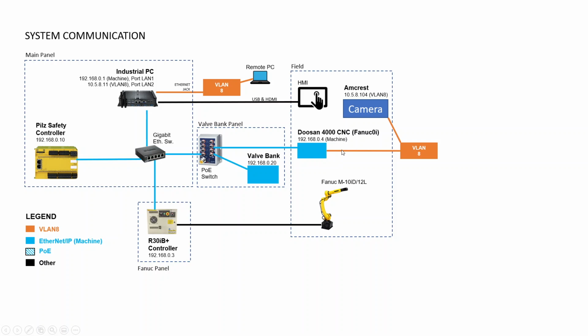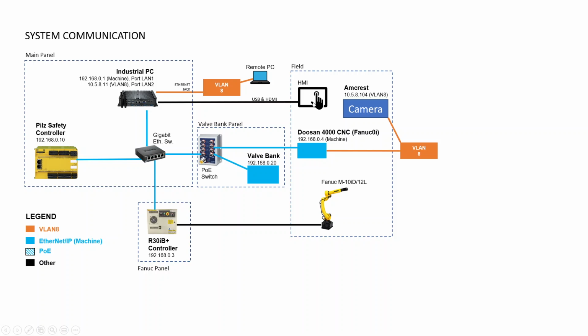We also have a camera out in the field. It actually has a direct Ethernet drop, and that Ethernet connection goes to VLAN 8. So any communication to the camera has to happen over VLAN 8. The Doosan has a separate Ethernet connection to VLAN 8. Currently, it's not being used by our system, but will likely be used by a SCADA system or the WinJet system.